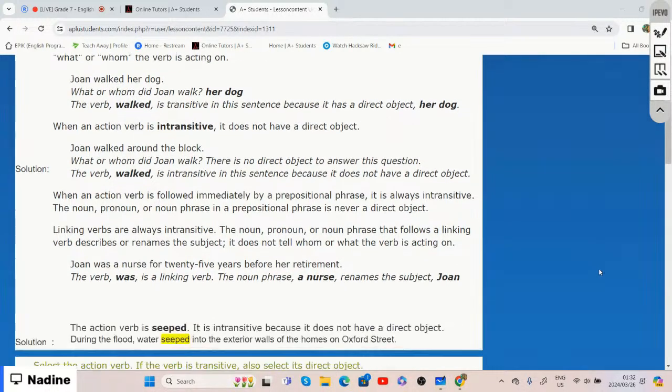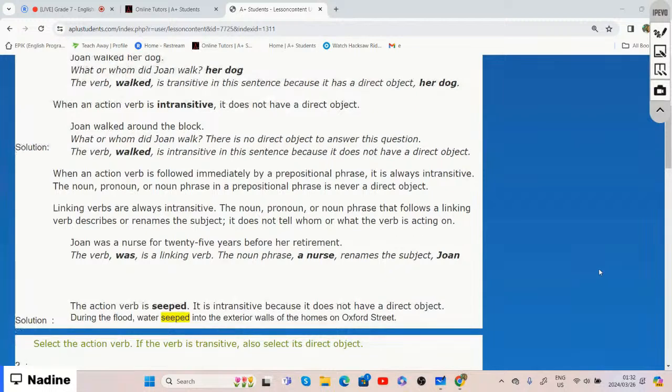So when an action verb is followed immediately by a prepositional phrase, then we say it is always intransitive. So basically, the noun, pronoun, or noun phrase in a prepositional phrase is never a direct object, right?